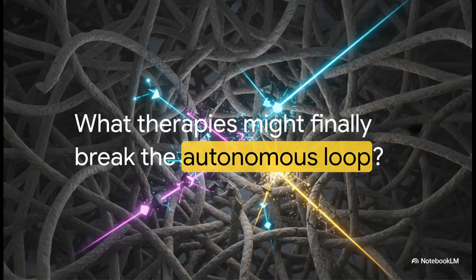But I do want to leave you with one big, provocative question. We can target the immune system, and we can force blood vessels to dilate. But the absolute holy grail of SSC research right now is this. What future therapies might finally break that rigid, autonomous mechanotransduction loop after the tissue is already stiffened? It is a massive puzzle, and the brightest minds in rheumatology are chasing it right now.